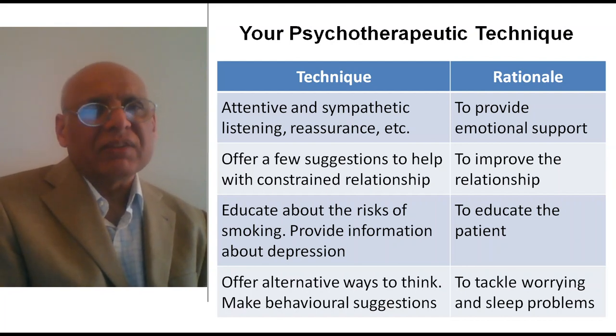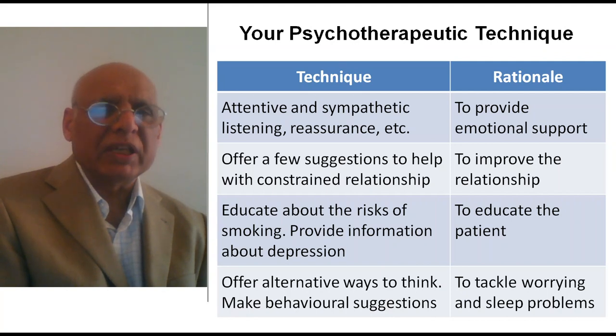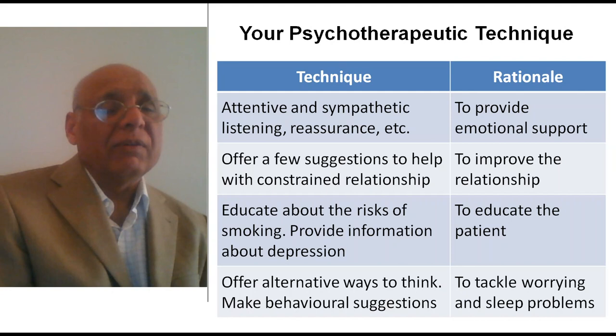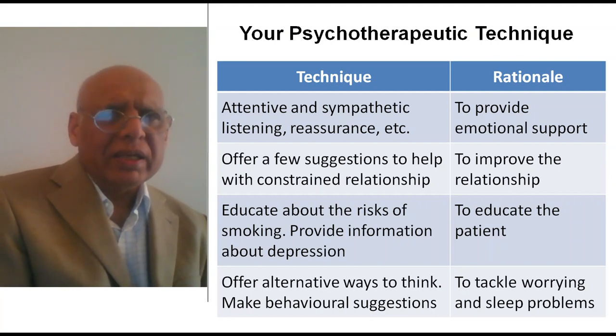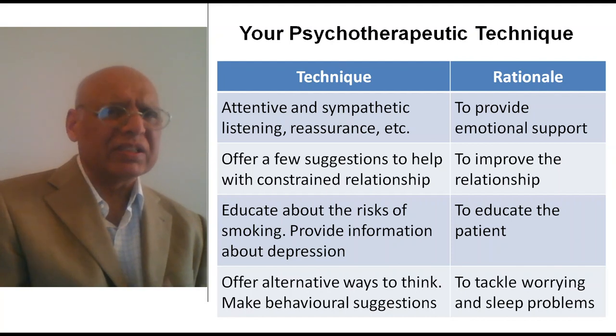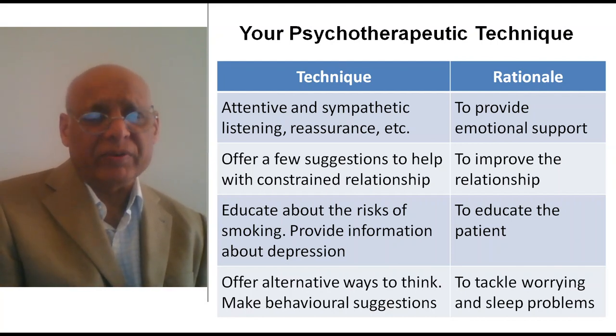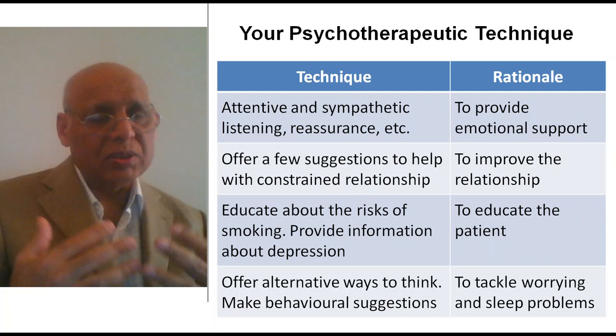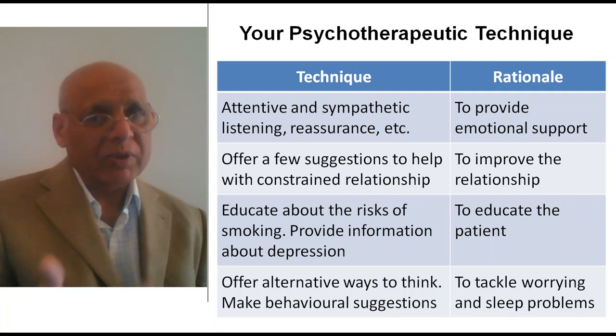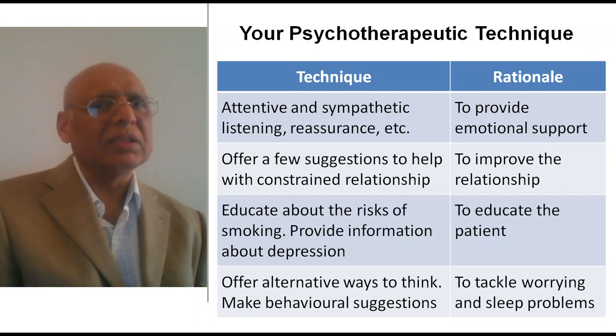You educate him about the risks of smoking, and you also provide him information about depression. So here you basically offer him this information to educate him. And finally, you offer him a few methods of alternative thinking with regards to his worrying. And you also make a few behavioral suggestions related to his smoking lifestyle. And here your rationale is that you want to tackle his worrying, sleep problem, and some other problems behaviorally. And all this seems very good. It's productive. You are very good at what you are doing. So you develop a good therapeutic relationship with him. And Raj is also feeling better.